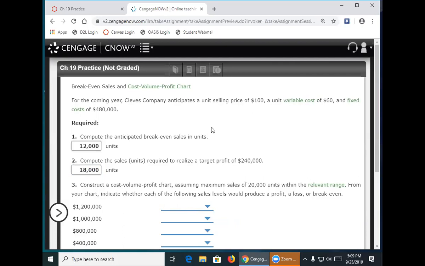And really what we're looking at there is we're looking at break even still. So it says construct a cost volume profit chart assuming maximum sales of 20,000 units within the relevant range. What it's asking us is, these are total sales levels. Would we break even, would we lose money, or would we turn a profit given these sales levels? So to construct that, we're just going to look at our break even. We know our break even is 12,000 units, right?